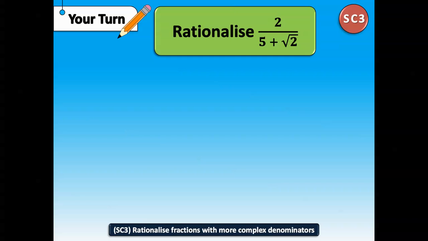Here's a question for you to have a go at. Pause the video, and when you're ready to see what you should have done, press play. So here we want to rationalise 2 over 5 plus root 2. So we need to times the top and the bottom by 5 minus root 2.